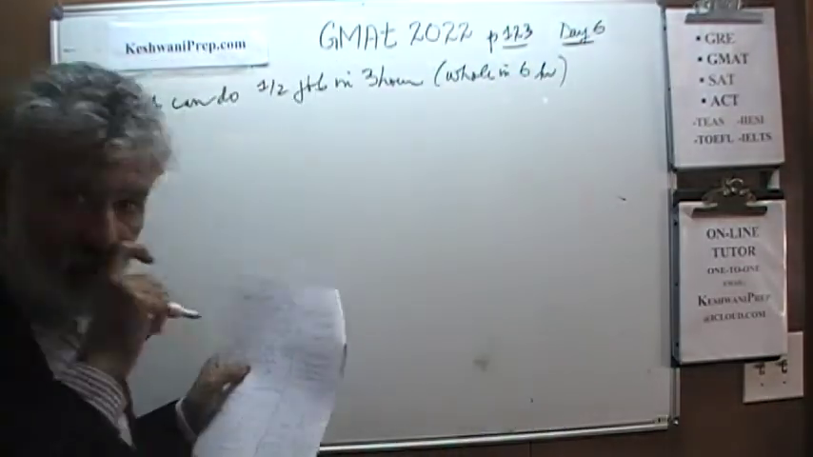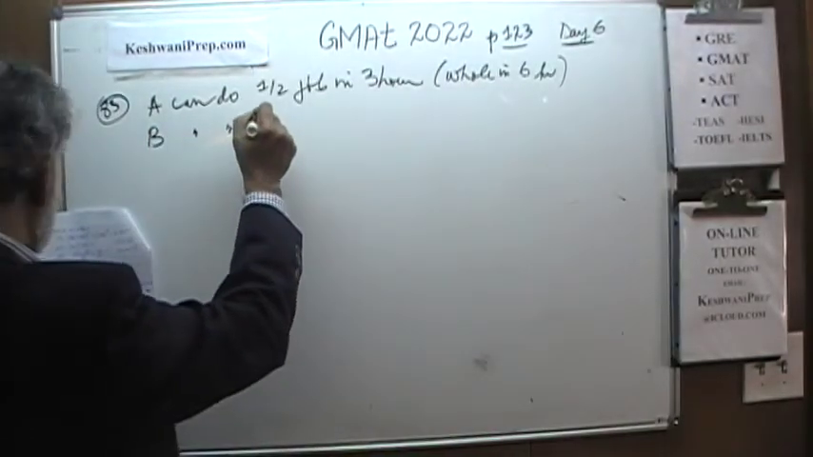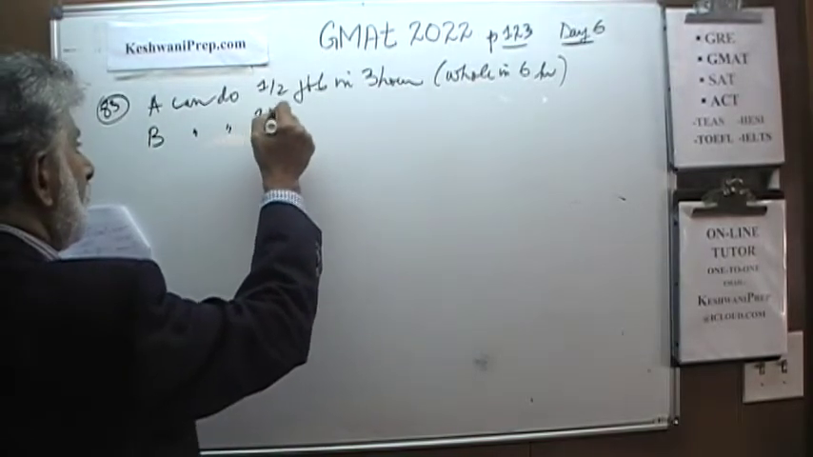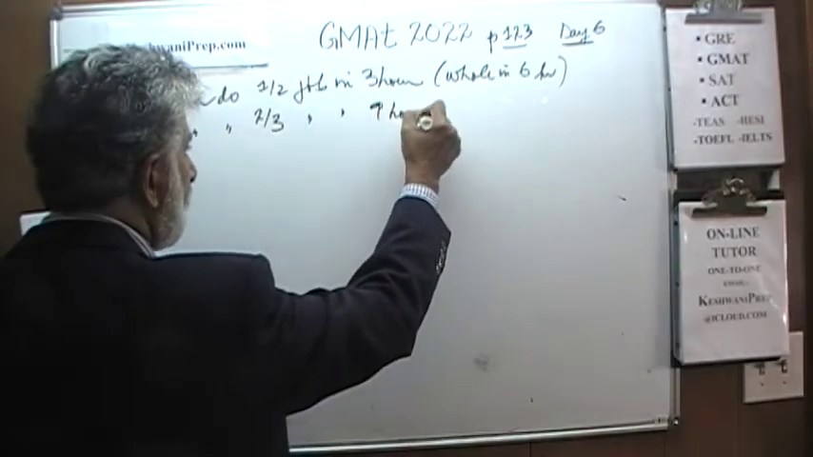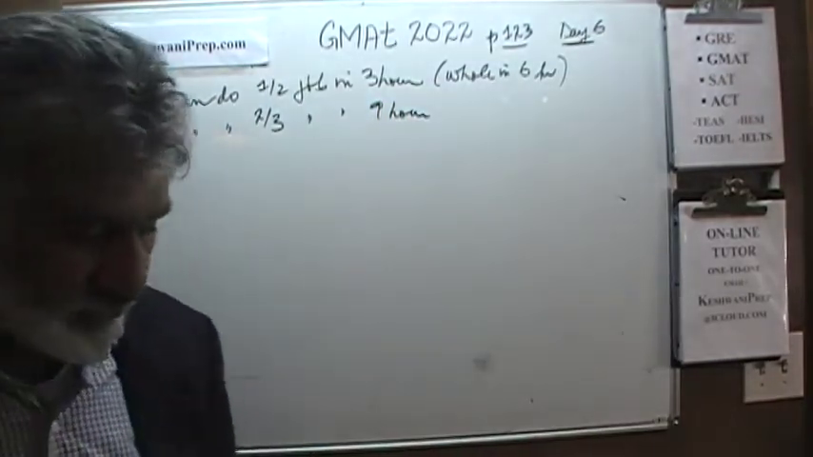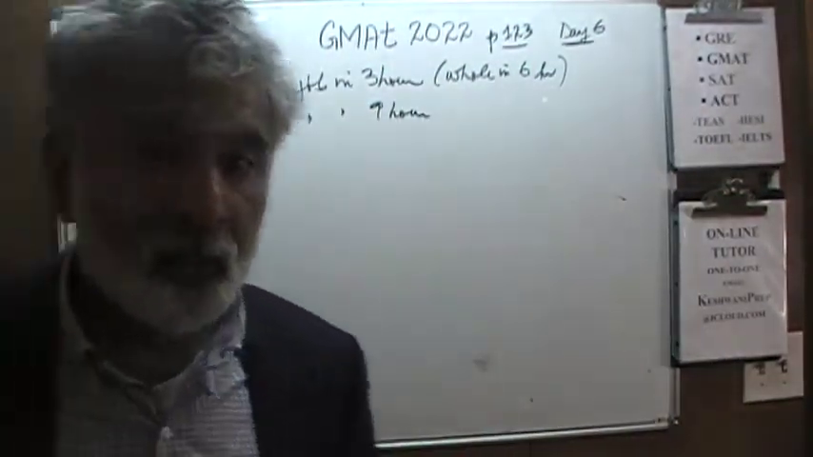Let's make a note of it, shall we? We are further told that B can do 2/3 of the job in 9 hours. Now you understand I'm not writing everything, but obviously it's understood that it's the exact same job, exact same work. The question is, how long will they take to do this job if they were to work together?